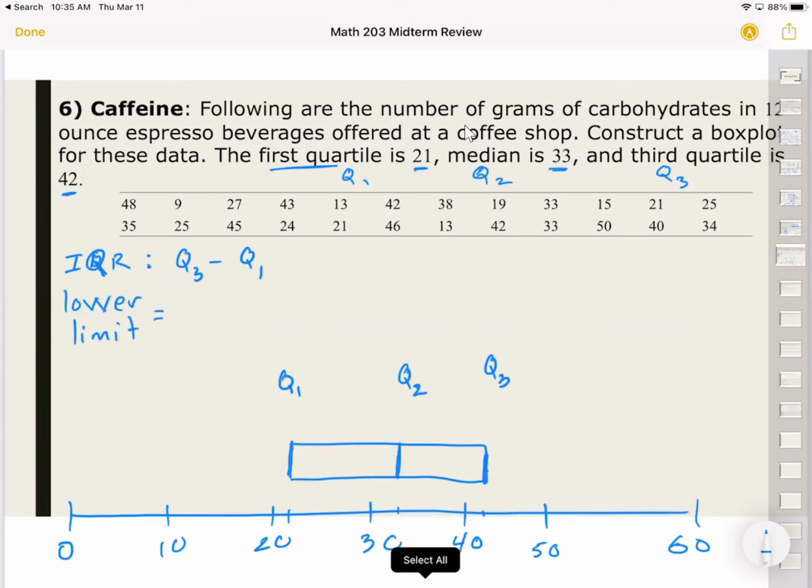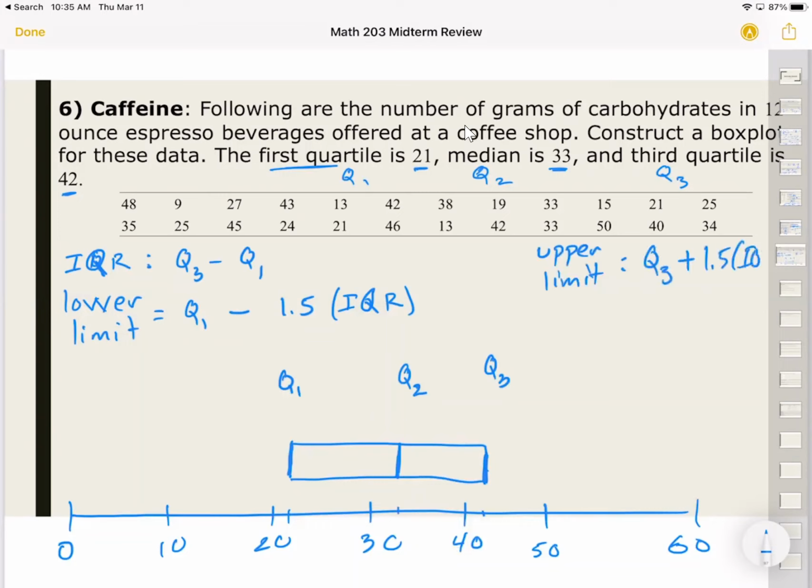And your lower limit is basically your Q1 minus 1.5 times the IQR. So again, this is the formula for the lower limit: your lower limit is your Q1 minus the 1.5, which is the fixed number, times the IQR. And the higher limit, your upper limit, is your Q3 plus 1.5 times the IQR.